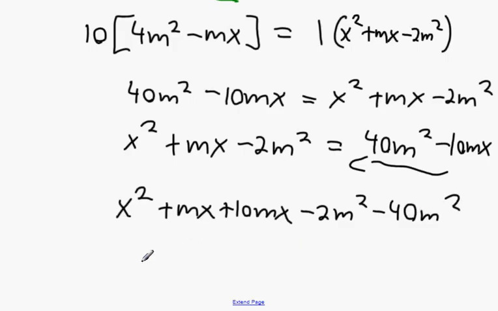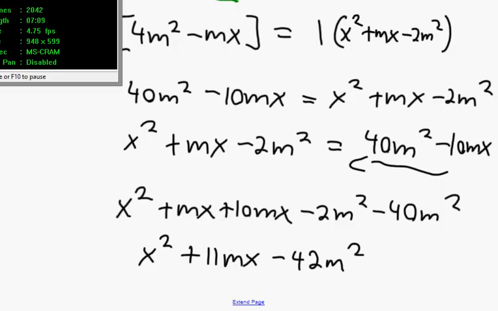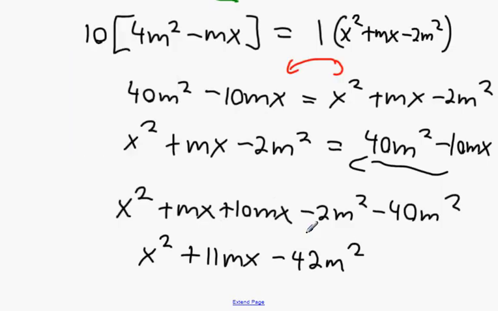Okay, now I'm going to get x squared plus 11mx minus 42m squared. For this one here, it's equal to 0.